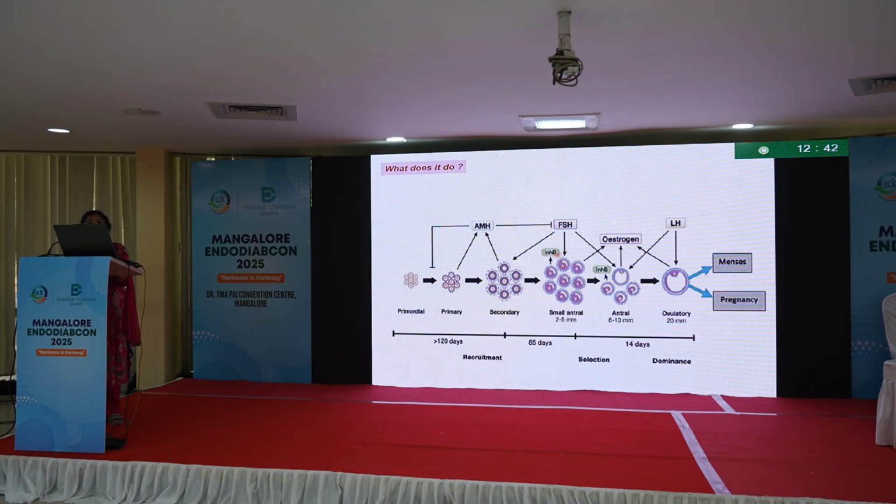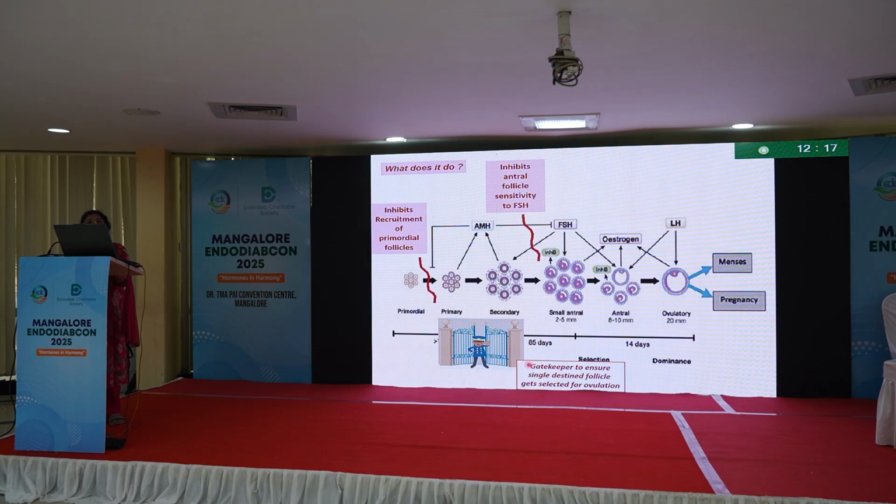At this stage is the FSH dependent stage, and under the influence of FSH, some of the antral follicles get selected for ovulation. What does AMH do? AMH inhibits the recruitment of primordial follicles into primary. So it preserves the primordial follicles. And secondly, it inhibits the antral follicle sensitivity to FSH. So it acts like a gatekeeper to ensure that only a single destined follicle gets selected for ovulation. Not many primordial follicles get selected, and not many antral follicles get selected for further development.